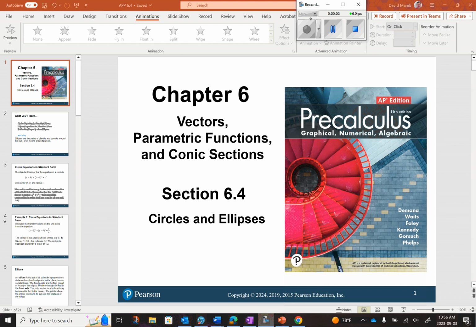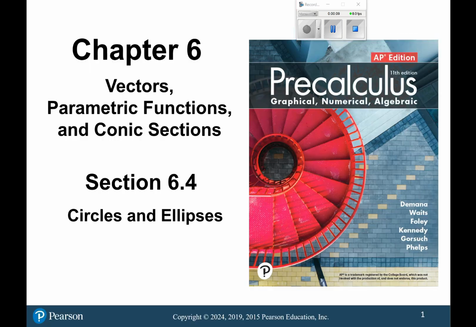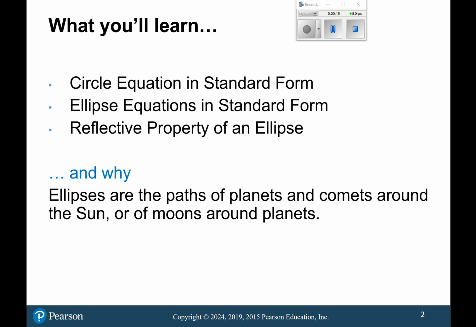Let's take a look at section 6.4, the wonderful world of circles and ellipses. Now, again, I'm hoping you know a thing or two about circles. We'll talk about writing the equation of a circle in standard form, and then we'll talk about similarities, differences, the definition of what an ellipse is, and why we even care about these things.